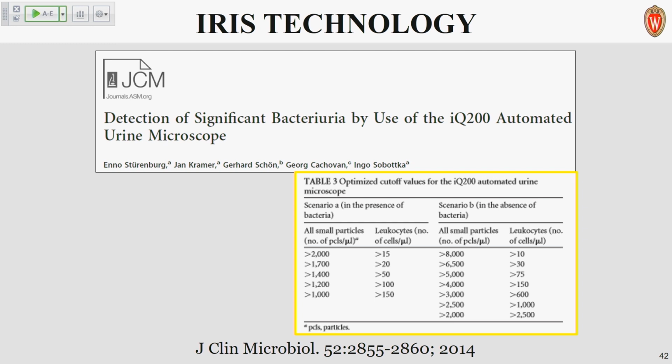They look at something called bacteria, they look at leukocytes, and then they look at something called ASPs, which are all small particles or any small particles. Those are some of the parameters that they use. And in this paper, all the minutia on the bottom is establishing optimal cutoffs for what's going to be reflex. This is a study on how the iris does as far as reflexing urines to an insignificant or a significant culture finding. So just ignore the receiver operating characteristics stuff that they're establishing.